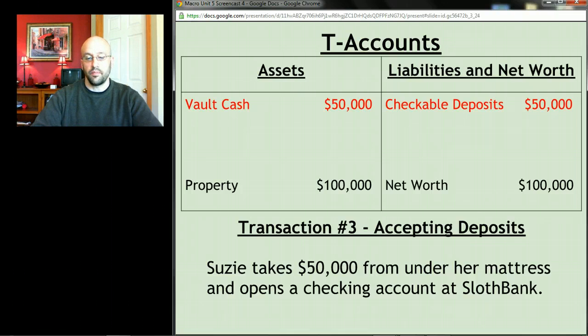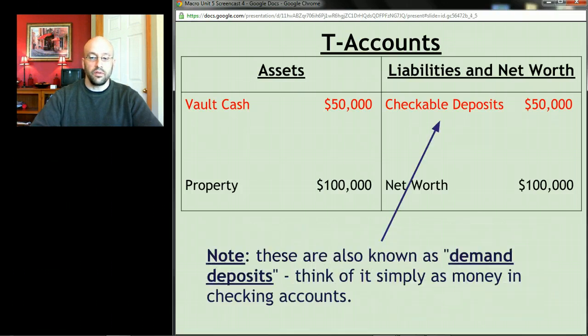Now, a couple of points here. On the right-hand side, you'll notice I'm calling those checkable deposits. You might also see those called demand deposits. I want you to think of that as simply money in people's checking accounts.